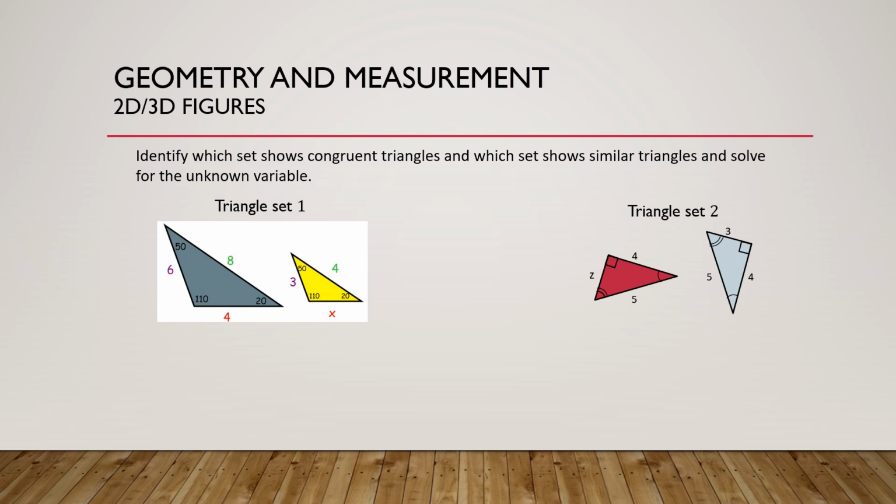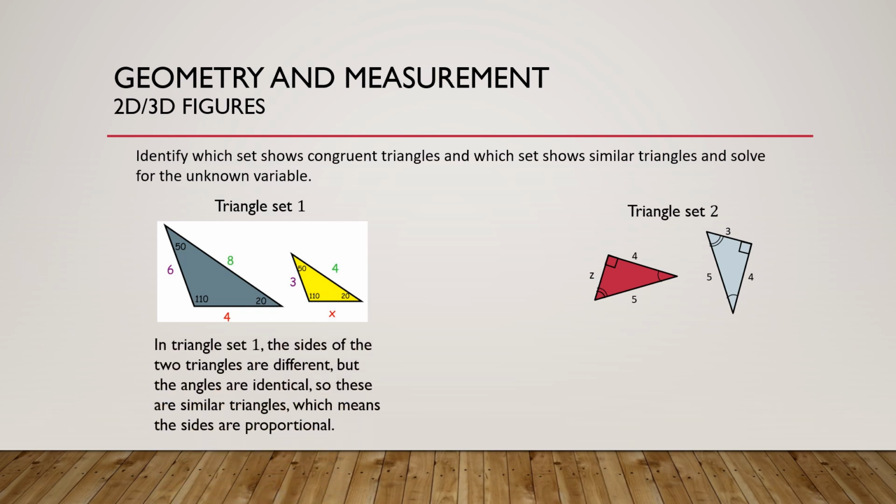Identify which set shows congruent triangles and which set shows similar triangles and solve for the unknown variable. In triangle set 1, the sides of the 2 triangles are different, but the angles are identical. So these are similar triangles, which means the sides are proportional. This proportion can be set up as 4 is to 8 as x is to 4. Multiply both sides by 8 to get 8x equals 16, or x equals 2.